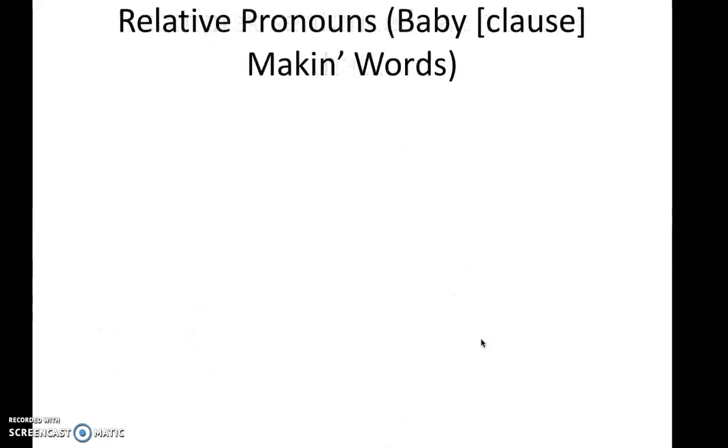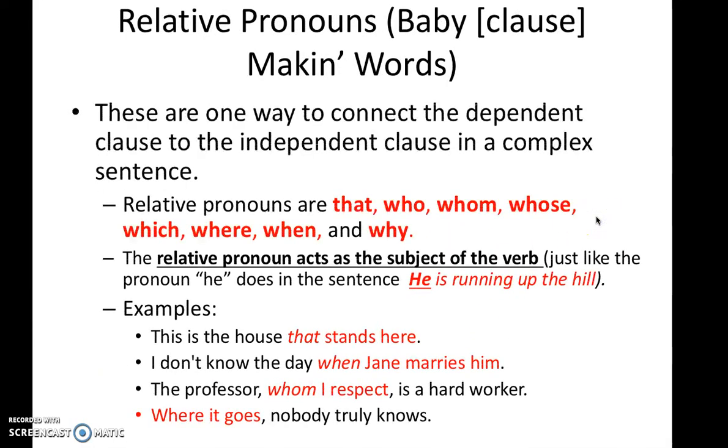So what makes a dependent clause? Well, you have relative pronouns. I call those baby making or baby clause making words. These are one way to connect a dependent clause to an independent clause. And you'll need to write these down and know these. That, who, whom, whose, which, where, when, and why. They're relative pronouns. And just like a pronoun can be the subject, like he is running, he is the subject of the verb.